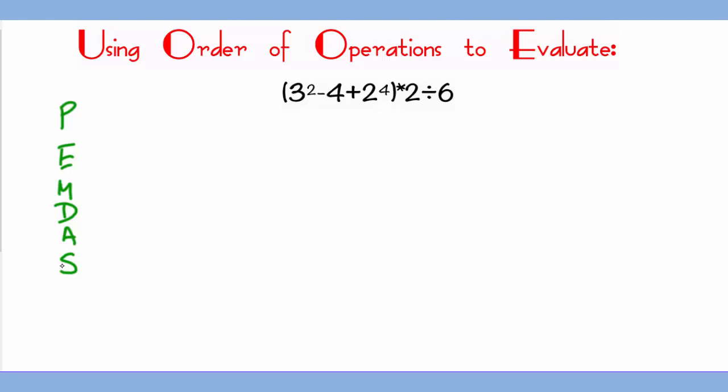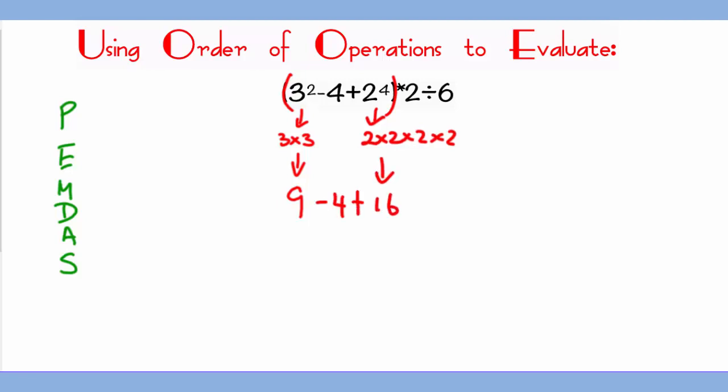We will always start with the parentheses inside right here, and we will always expand the exponent. So 3 squared means 3 times 3, and that should give me 9. 2 to the 4th power means 2 times 2 times 2 times 2, which will give us 16, minus the 4 in the middle. This is still within the parentheses, so we have to continue solving it, and we are up to addition and subtraction.